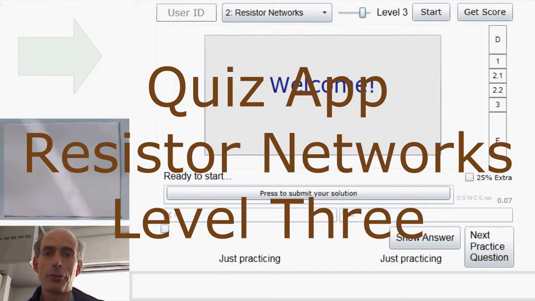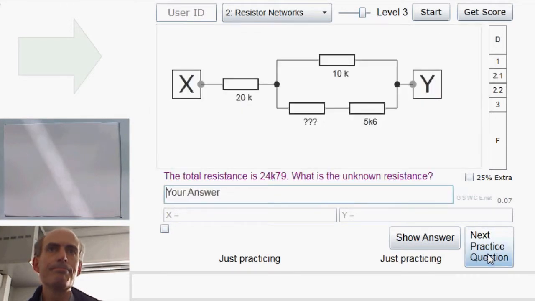And now, resistor networks, level 3. Let's try a problem. Okay, total resistance 24K79. What's the unknown resistor?